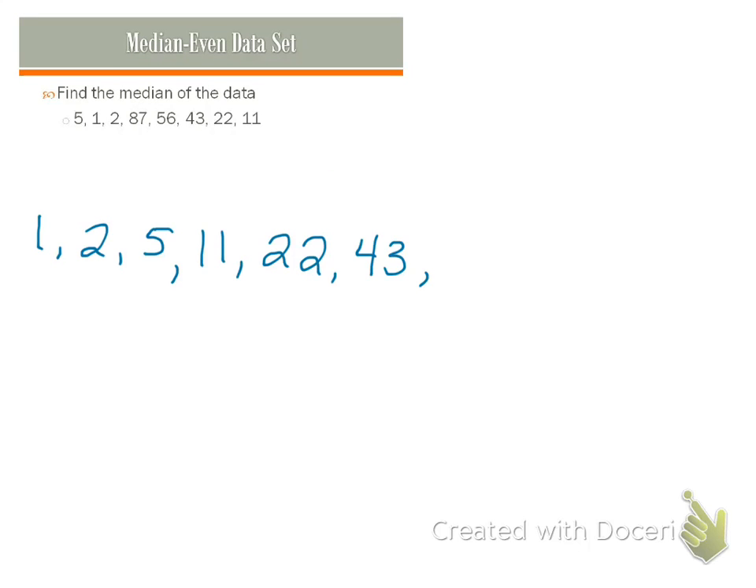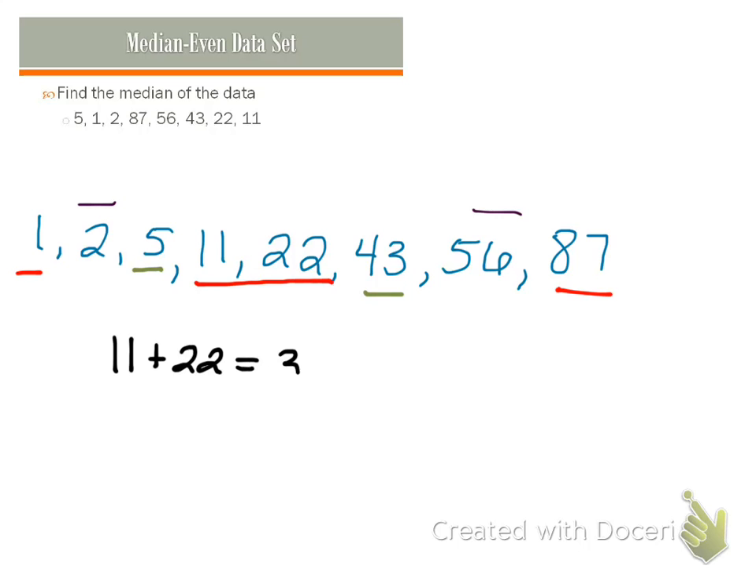Here's a look at finding the median of an even data set. We're doing the same thing, marking off the sides. Now we're left with 11 and 22 in the middle, so we need to add those together to get 33, and then to find that average we divide by 2. So our median is 16.5.